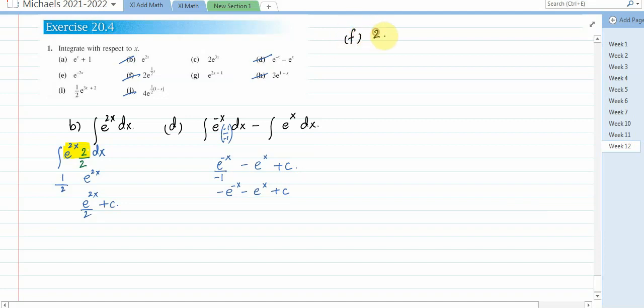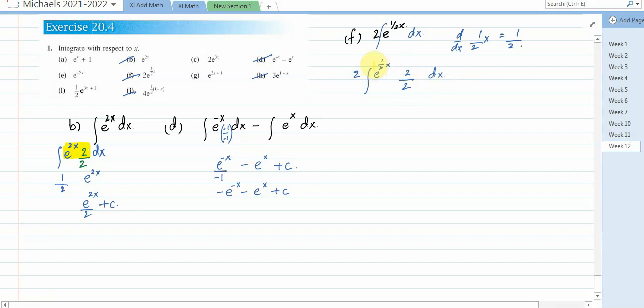Alright, so moving towards the next question after D, it's part F. It says 2 e to the power 1 upon 2x. Again we need to integrate the function. So the power is 1 over 2x. If you differentiate the power, the answer is 1 over 2, right? So we need to multiply and divide by 2 here. So what I will do, 2 integral of e to the power 1 upon 2x, and we need to multiply and divide by 2 dx, right?